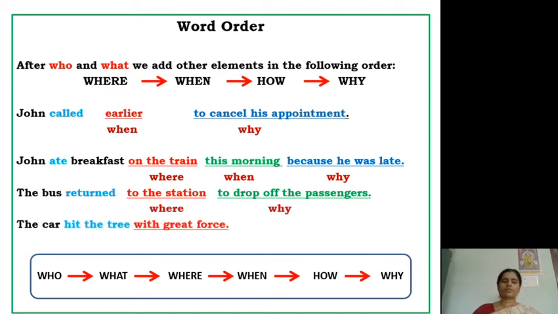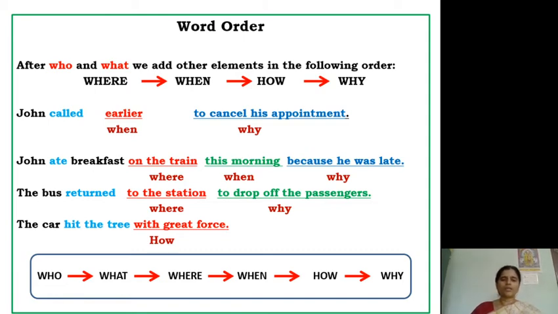Now let us see one more example. The car hit the tree with great force. The car is the subject, hit is the verb, the tree is the object: subject, verb, object. And with great force refers to the manner, how the car hit the tree. So this how element has come after the object. With great force refers to how the action took place. Now this is the order.